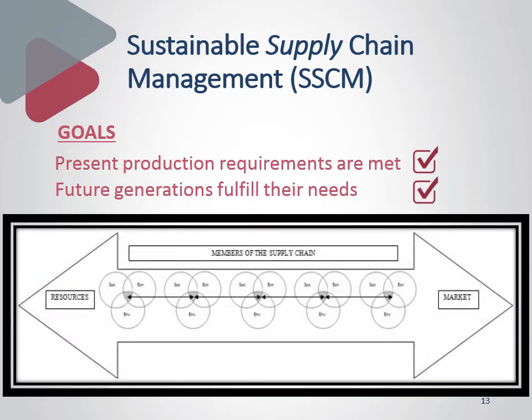Here the diagram shows double-sided arrows representing the flow of information, goods, and services between the members of the supply chain. And this diagram also shows that all the members have the same set of resources here on the left hand side and the same market which they are catering to on the right hand side. And in the next slide I'll tell you what these three circles mean.